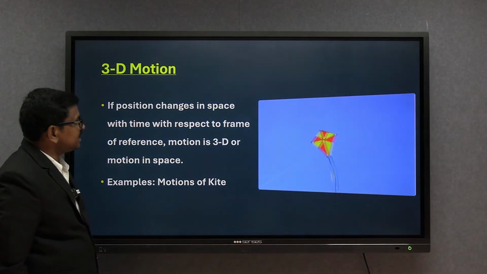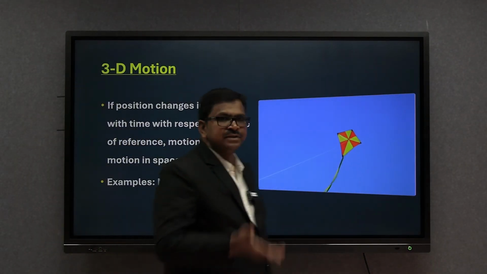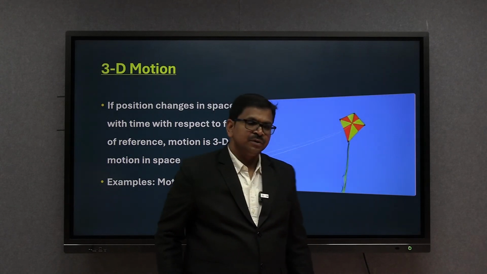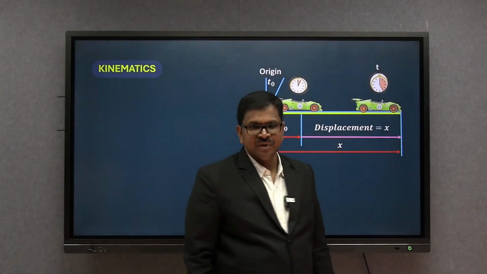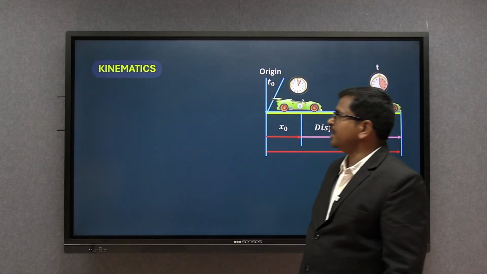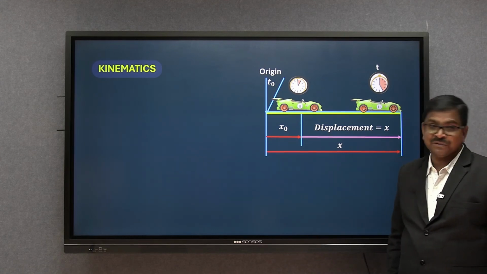Whereas three dimension is something like this kite movement. It is moving in x, y as well as z, upward also. So here, one dimension, two dimension and three dimension is the classification according to the direction of the movement.